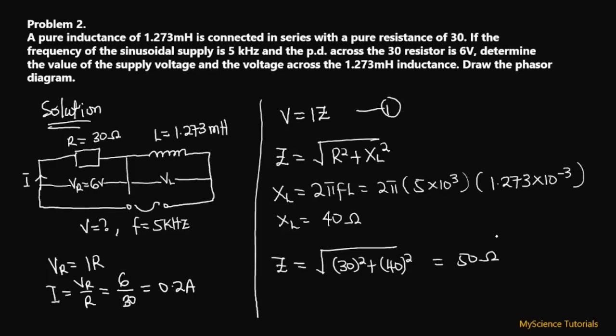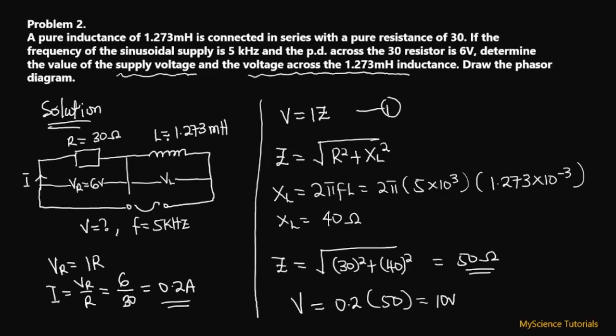So now that we have the impedance, we can do the substitution back into equation 1 to find our supply voltage. We know that our current is 0.2, which is what we found over here, and our impedance is 50. So we just multiply the two to get our voltage. So 0.2 multiplied by 50 is going to give us 10 volts as our answer. So we have that as the supply voltage. Now let's find the voltage across the inductance that we have over here, VL. Let me do that at the top corner over here.